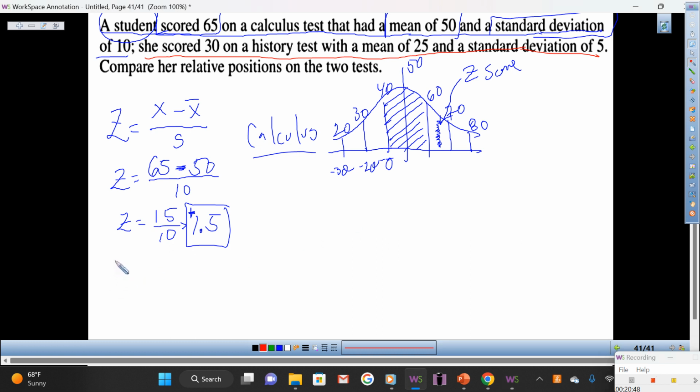All right. Patricia, help me out. Z equals what? 30 minus 25 over, oh, sorry. So this is 5 over 5, which is 1. Yeah? Hands if you got 1. All right. So this is for the history.